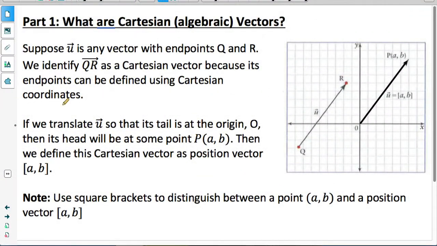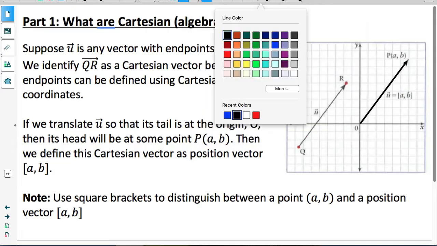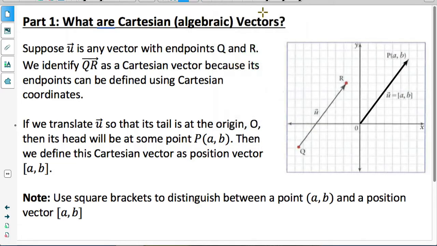So what are algebraic vectors? Suppose we have some vector u. So I have vector u over here. Let me just outline it in a different color so it's more obvious and it stands out for you. So I've got this vector u, which starts at some point q and finishes at some point p.